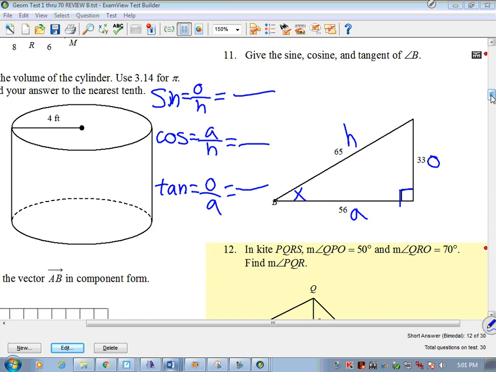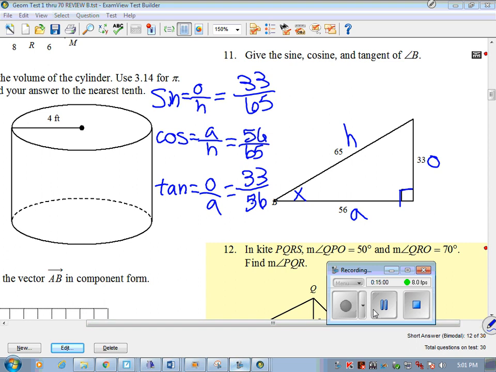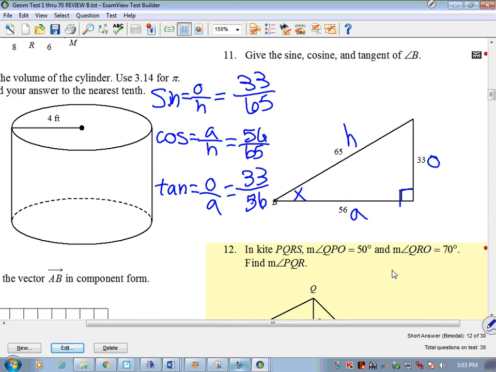All right, so opposite to X is 33. Hypotenuse is 65. That does not look like it's going to reduce. It'll stay just that way. Adjacent is 56 over 65. Again, that does not look like it'll reduce. And then finally, opposite over adjacent, 33 over 56. All right, so that appears to be all of number 11, our sine, our cosine, our tangent.